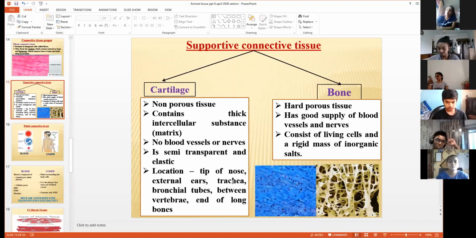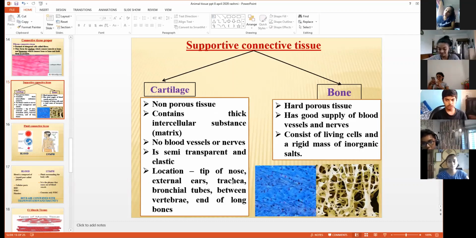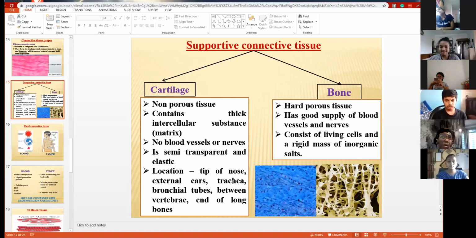And what happens if the trachea collapses? Ma'am, we will choke. Okay. So this cartilage is like a supportive structure. It gives a structure to those particular organs.